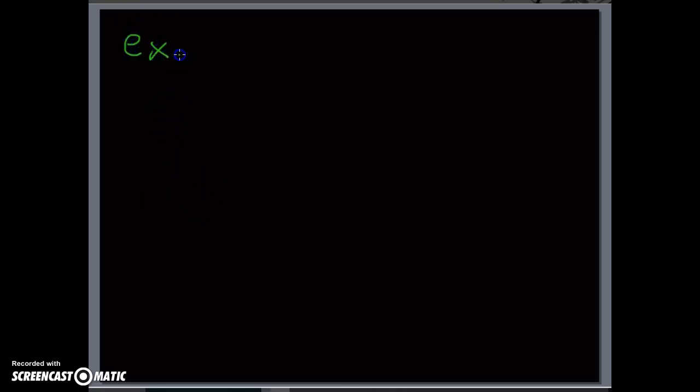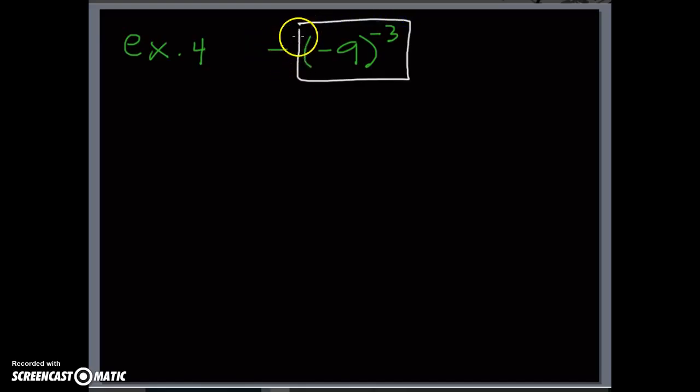Example number 4. Negative 9 to the negative 3rd power. So I'm going to go ahead and box my base and the exponent. Notice how I did not box this negative sign because it was not a part of what is being taken to the negative 3rd power. I can go ahead and draw a fraction line because there does not exist one. And now I can move the base and the negative exponent across the fraction line.